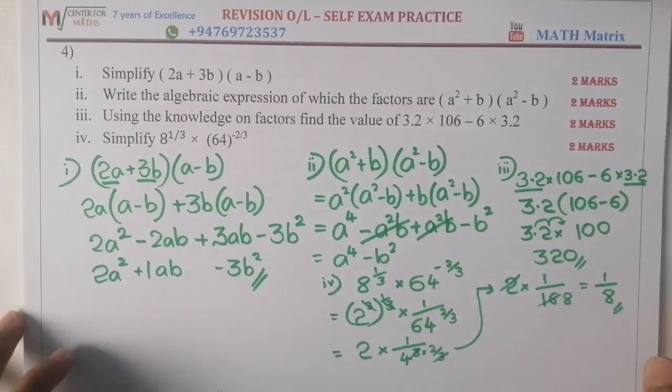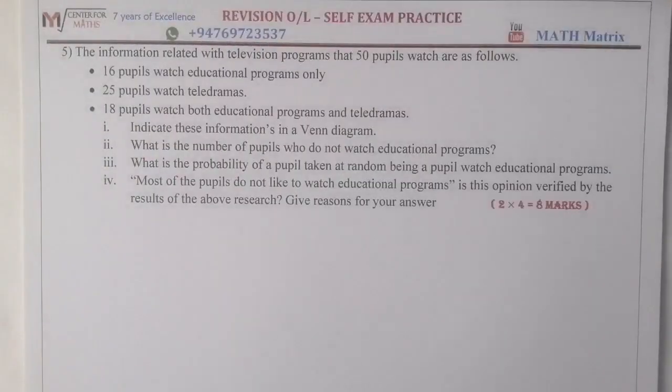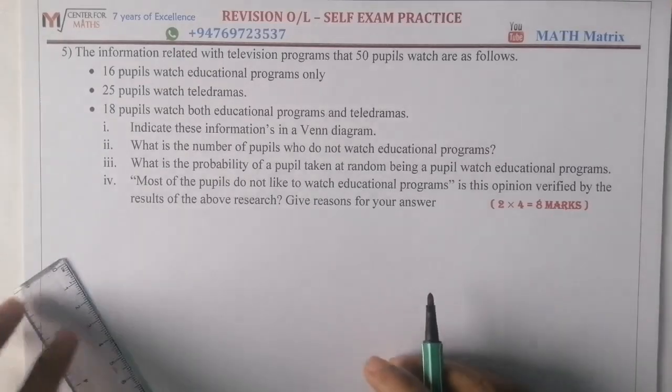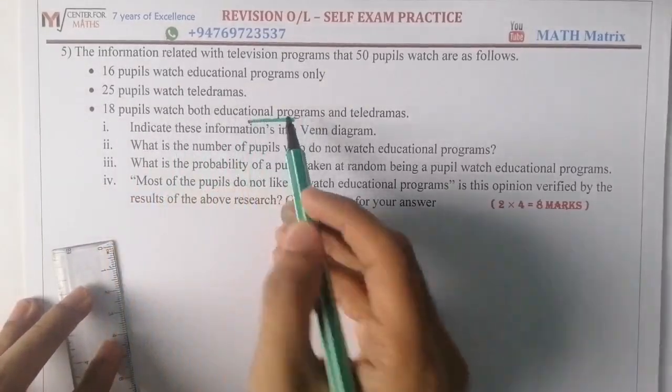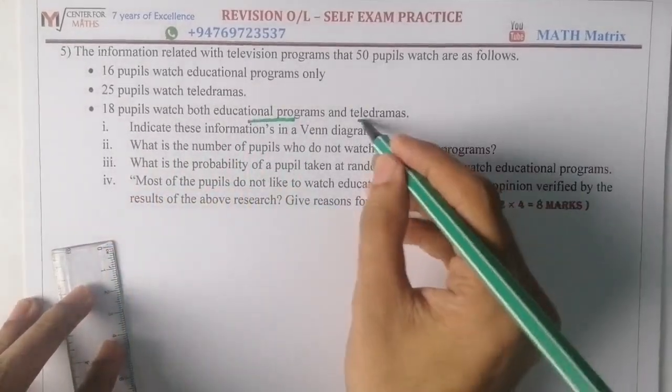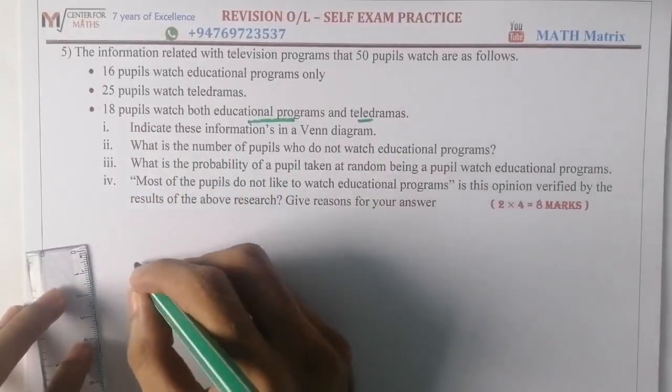And now we'll move to the next question, the last question, number 5. The information related to television programs that 50 pupils watch is as follows. 16 people watch educational programs and 25 of them watch teledramas. 18 watch both educational programs and teledramas. Okay, right. So now how to mark this? Here the method.